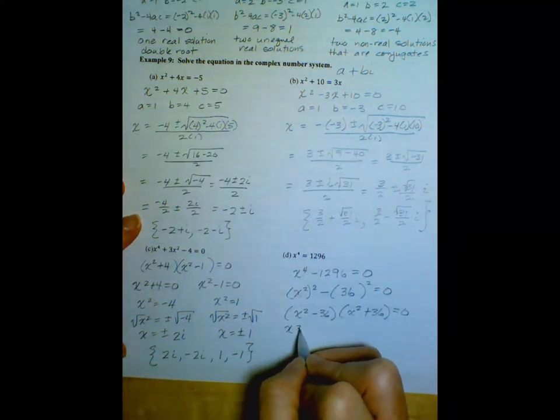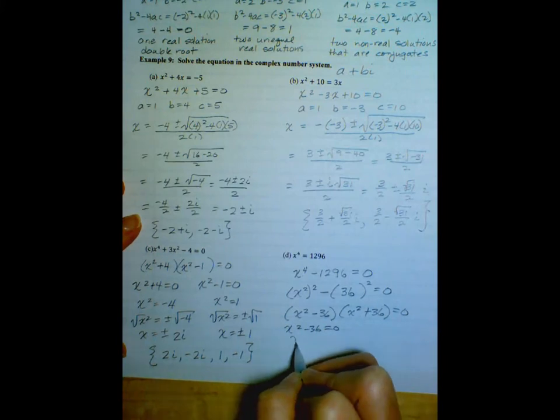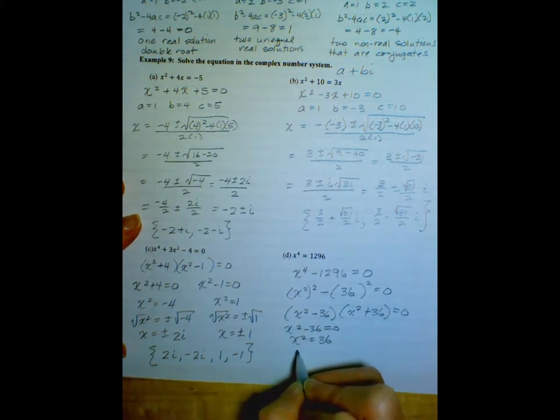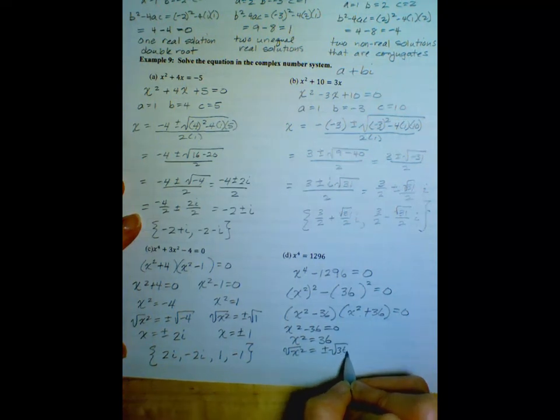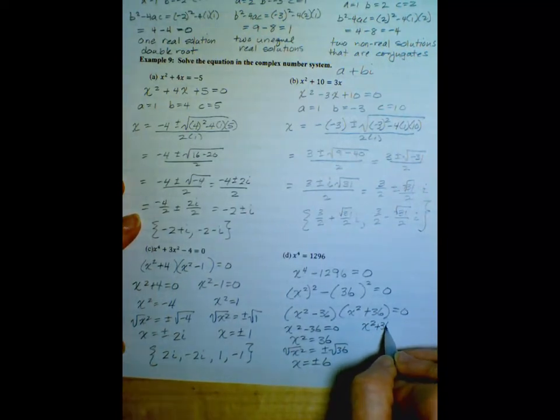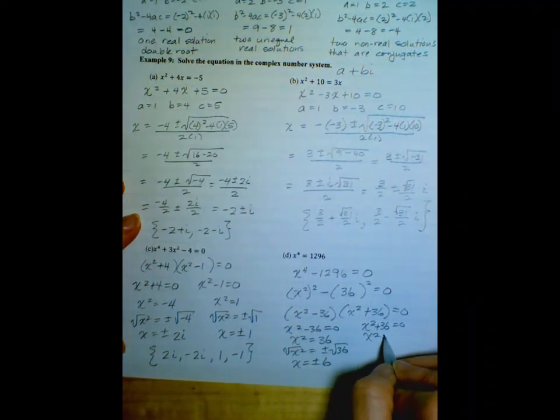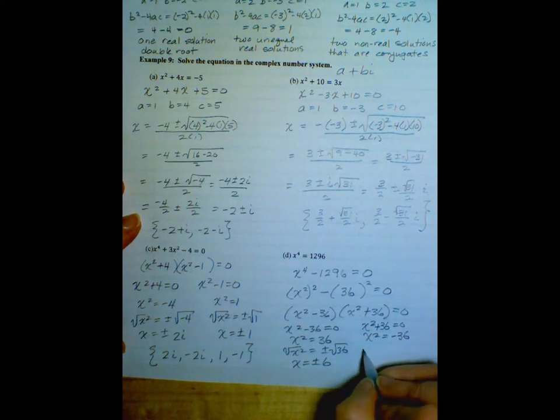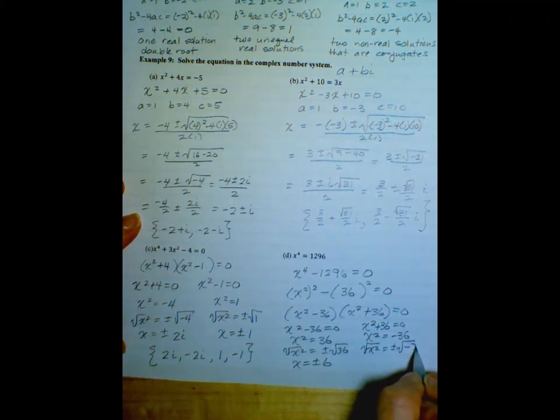So we have x squared minus 36 equals 0. X squared equals 36. And take the square root of x squared equals plus or minus the square root of 36, and we get x equals plus or minus 6. Two real answers. X squared plus 36, however, is going to give us x squared equals negative 36. Square root of x squared equals plus or minus the square root of negative 36.